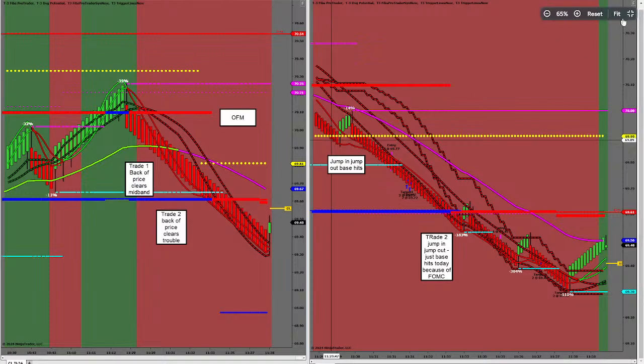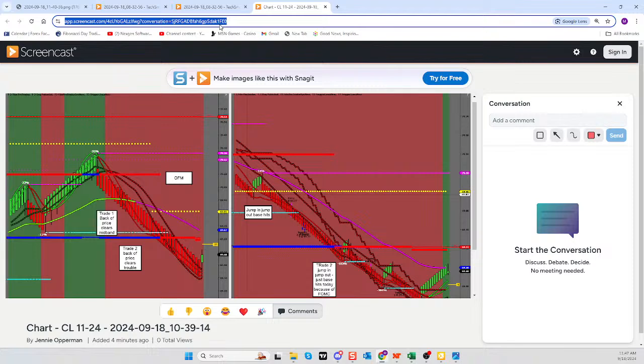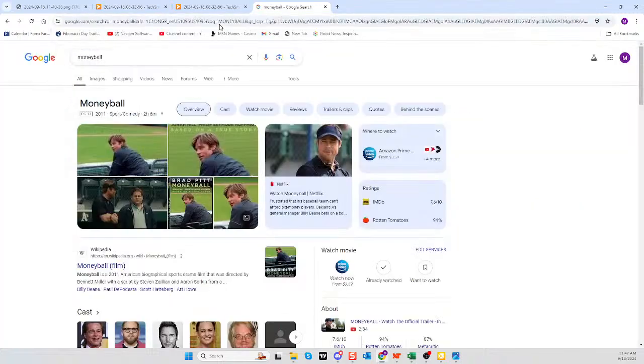Base hits. One of my favorite phrases in trading, base hits. If you guys have never seen it, go watch Moneyball with Brad Pitt. The whole thing is about getting on base because you win games by scoring, right? Guys, we make money by getting paid, by getting on base.